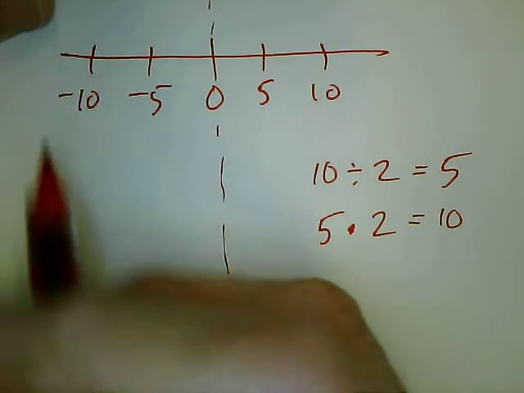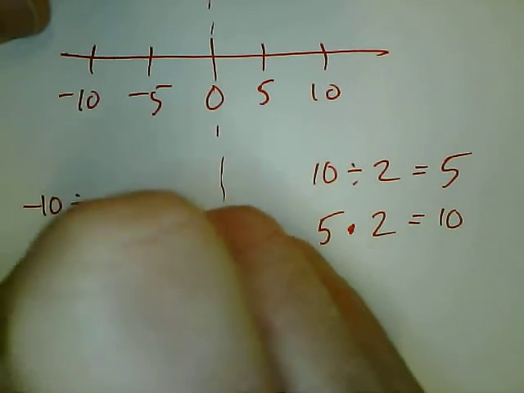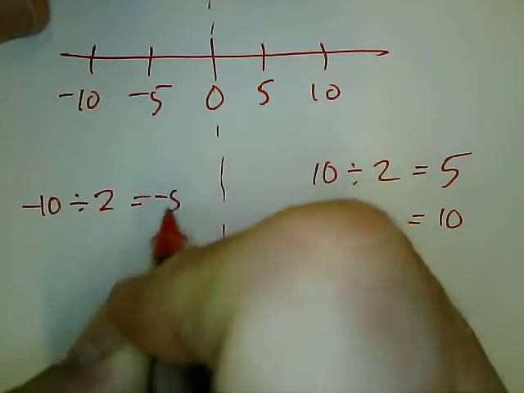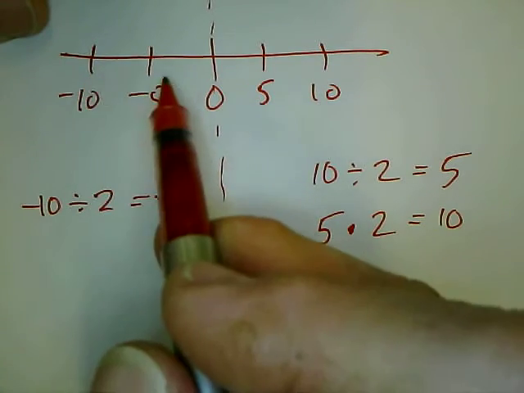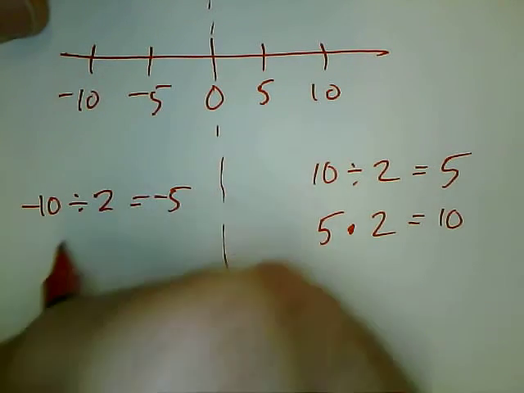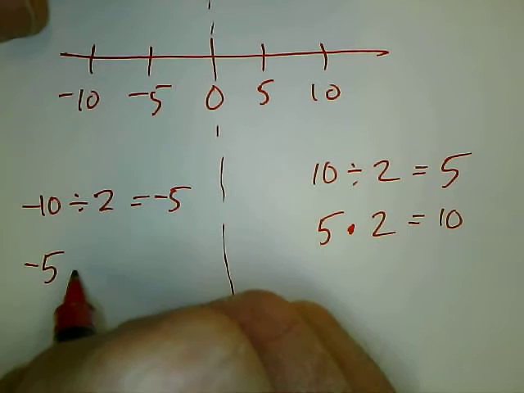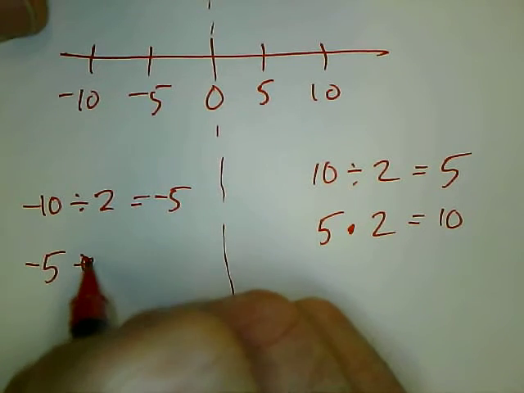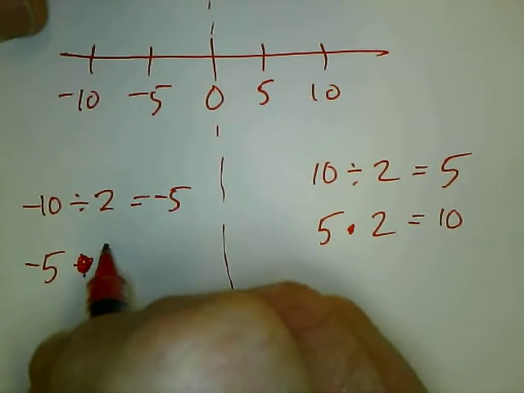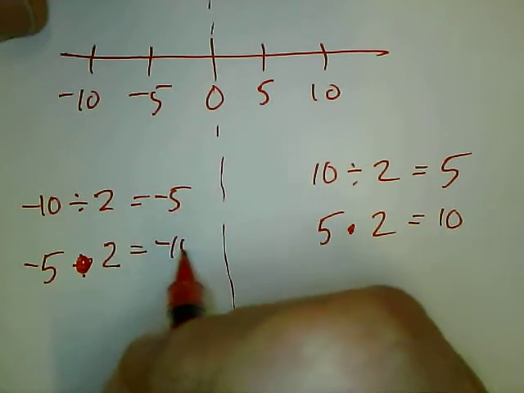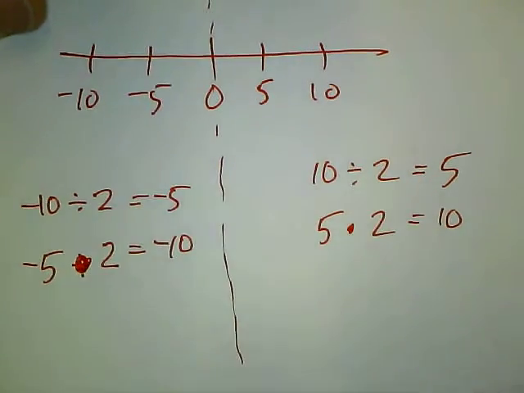And I could do the same thing with the negative numbers. If I started with negative 10 and I divided it by 2, I would still end up with negative 5. It goes from negative 10 to negative 5. It did not cross the line. Same thing as if I took negative 5 and I multiplied it, let's say, by 2, I'm going to get negative 10. It doesn't go anywhere different.